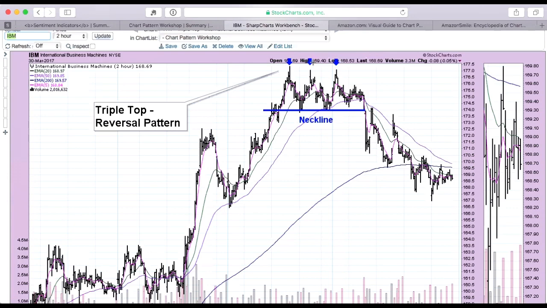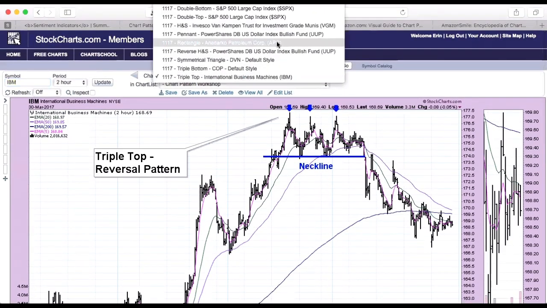It formed similarly to a rectangle in this case. This turned out to be the neckline. It's like with the W, you want these two bottoms here. That's your neckline, the bottoms that are in between the tops. Expected minimum downside target is the length of the pattern, and that would put us right around here. And you can see we did end up below that after the triple top.